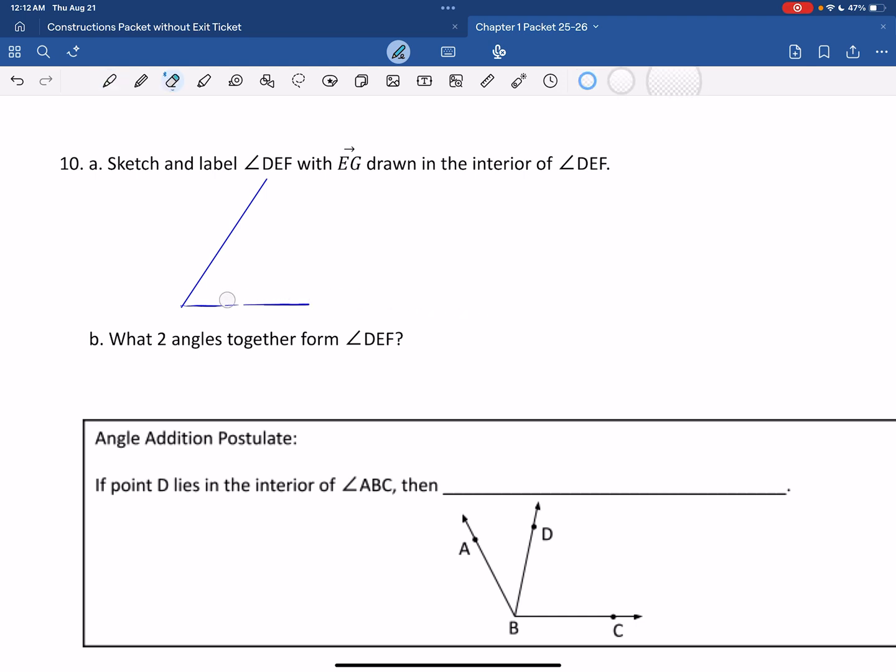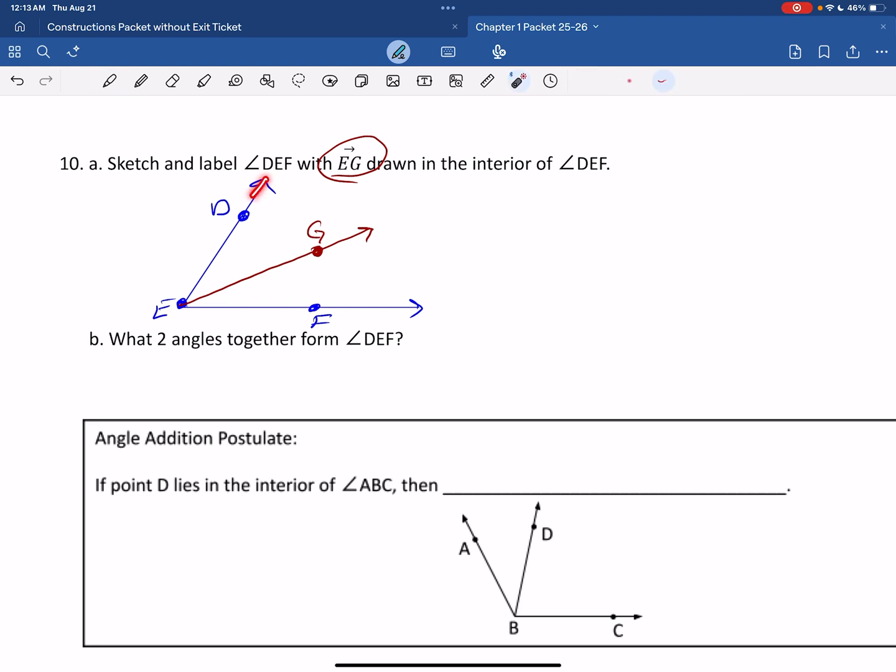Again, my pen is not doing what it's supposed to today, so bear with me. Okay. And then it says in the middle of this, first off, it also says to label it. So this is D, and this is E, and this is F. And I'm going to draw this ray, EG, and we're going to put a G there.